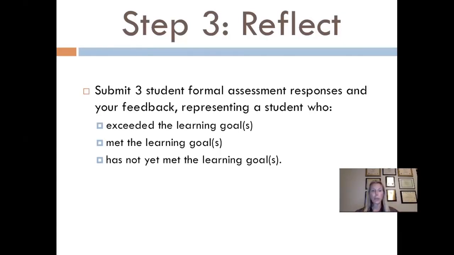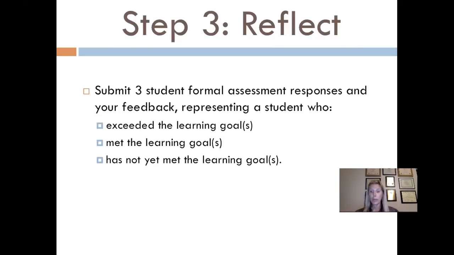for Cycle 2. In Cycle 2, you will be selecting 3 work samples from students, and it will be from someone who exceeded the learning goal, so someone who's a high performer, someone who met the learning goal, so it's right there in the middle range, and someone who has not yet met the learning goal, so is maybe struggling a bit.